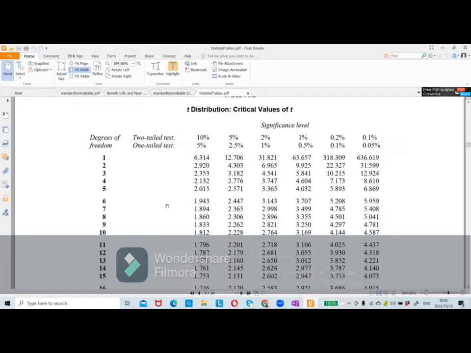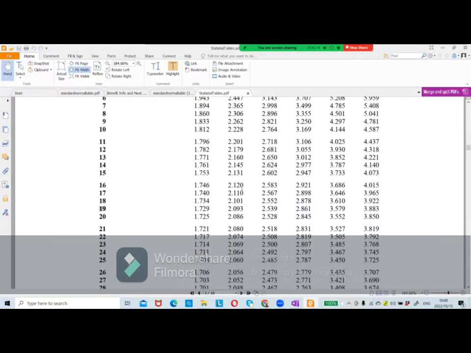Have you seen 2.5 now? Yes, sir, 2.5%. Divided by 100. 2.5 divided by 100 is what? 0.025. Now go and look at it under 19. What is the value there? The value is 2.093. That is your value.